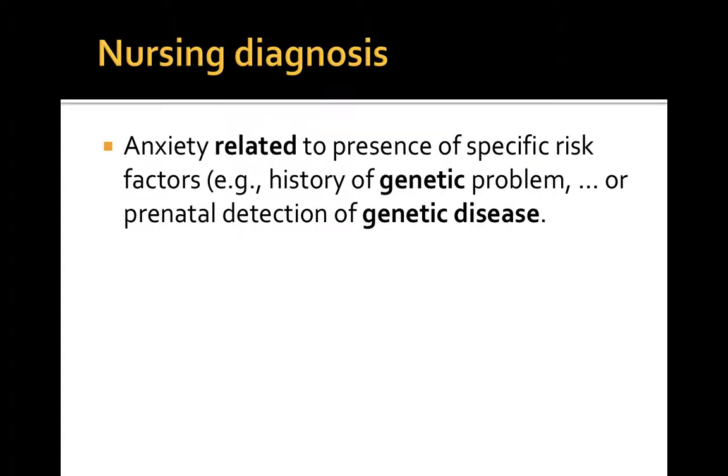So another thing that we're going to look at in this semester is nursing diagnosis. And one of the nursing diagnoses for genetic problems in general, which could relate to cystic fibrosis or any genetic problem or disease, would be anxiety related to the presence of specific risk factors. So it could be a history of a genetic problem or prenatal detection of genetic disease.